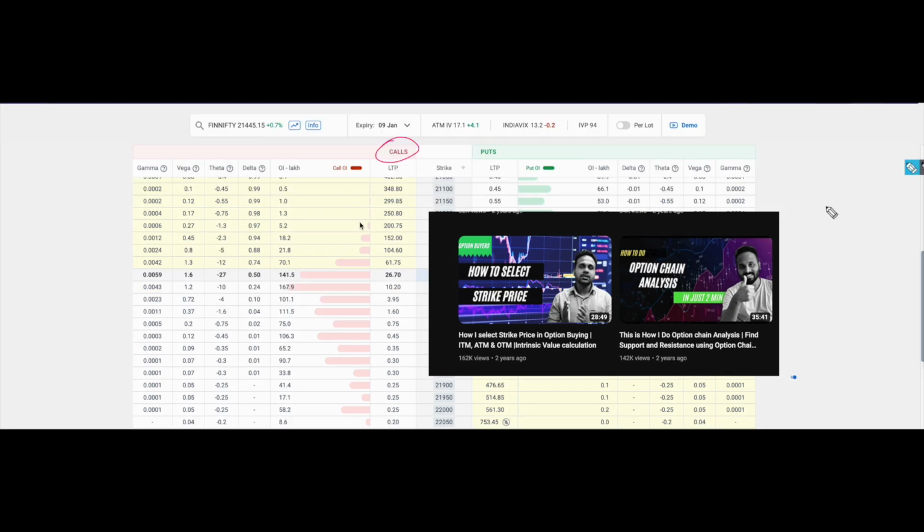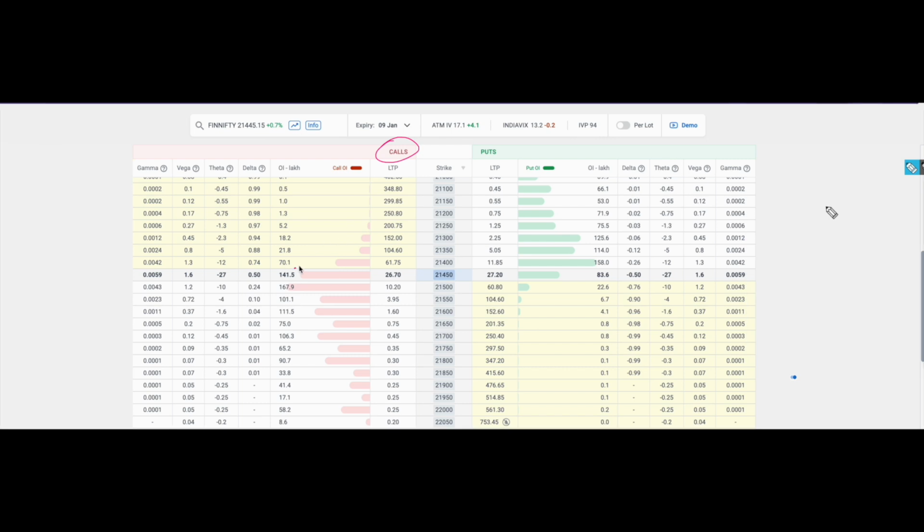Traders, till now we have discussed the call option side. What have we understood? If our view is bullish, choosing an in the money strike price is better, especially one which has a higher delta value. If we choose an out of the money strike price, even if the market goes as per our direction, the profit that we make will be very small.